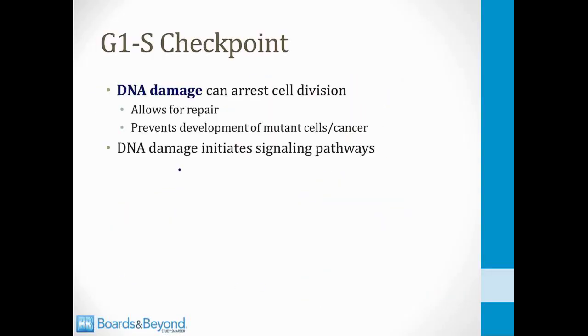So the retinoblastoma proteins and the E2F transcription factors are one element of the G1 to S checkpoint, but there is another important element of this checkpoint, and that has to do with DNA damage. If DNA damage occurs in the G1 phase, this can arrest cell division and prevent progression into the S phase. This allows time for repair and it prevents the development of mutant cells or cancer cells that have abnormal genes. What this means is that DNA damage has its own ability to initiate signaling pathways that affect whether or not a cell proceeds beyond the G1 to S checkpoint.